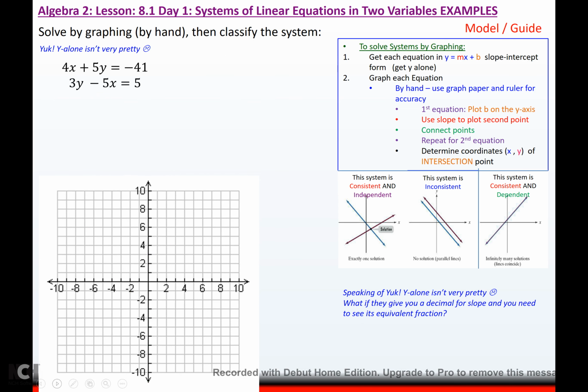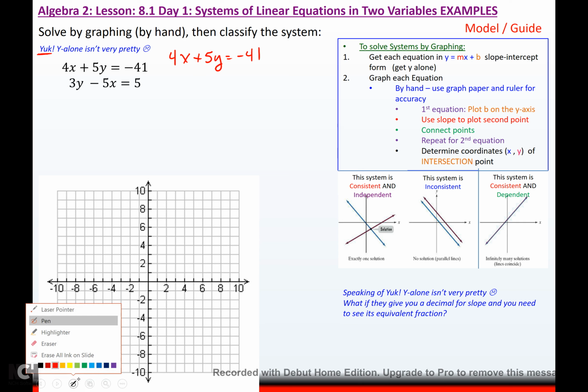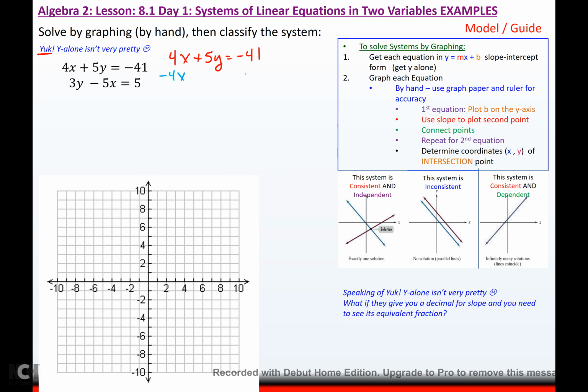All right, so if we solve this one by graphing, and I said, yuck, y alone isn't very pretty. Well, let's try and get y alone on this first one. 4x plus 5y equals negative 41. I'm going to minus 4x, minus 4x. I get 5y equals negative 4x minus 41. Divide by 5, divide by 5, divide by 5. I get y equals negative 4/5 x minus 41/5.